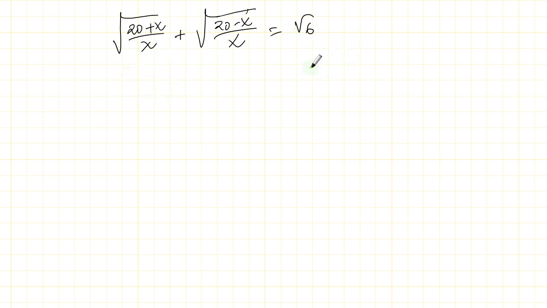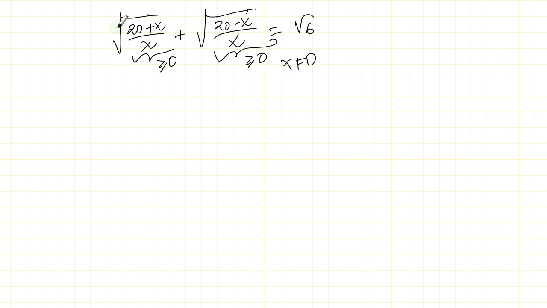We have this interesting problem and we are going to solve it. First of all, we have to admit that x has to be different from 0. This one has to be greater than or equal to 0, and this one here has to be greater than or equal to 0. Given this, let's solve our equation.